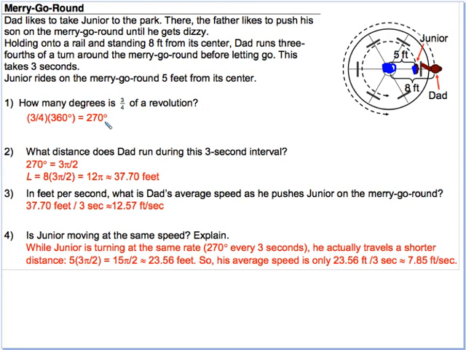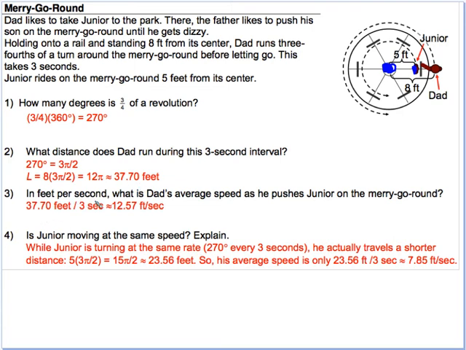3/4 of a revolution gives you 270 degrees. You need to convert that into radians, so you multiply by pi and divide by 180, and your angle is 3 pi divided by 2. To find the distance that dad runs, you multiply by the dad's radius, and you get the linear velocity.